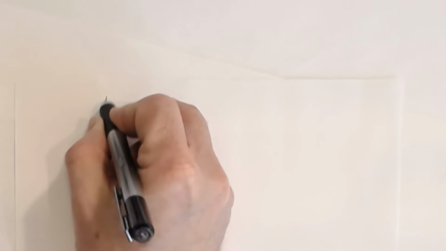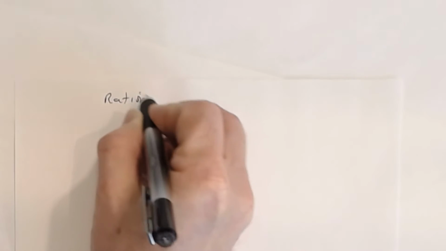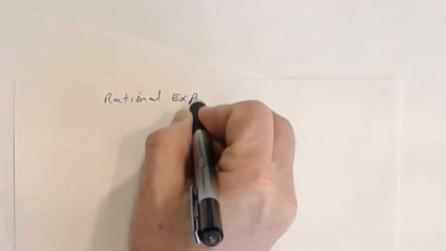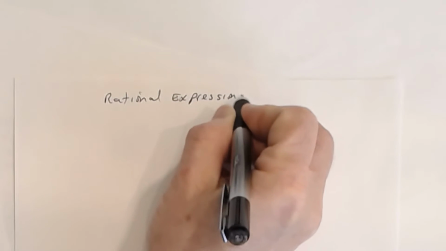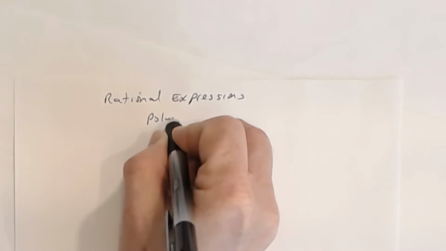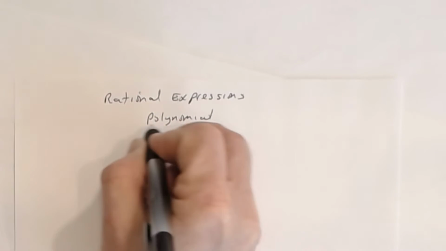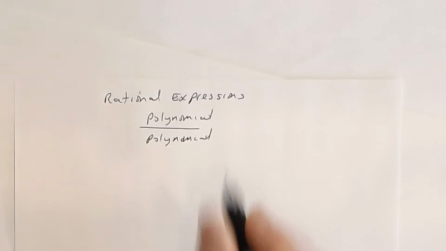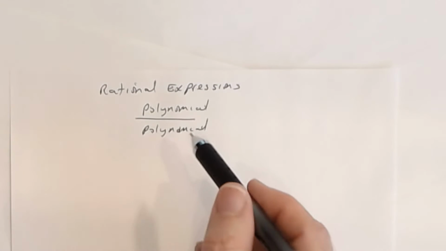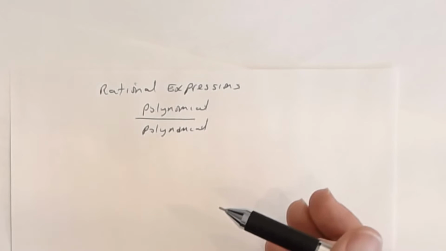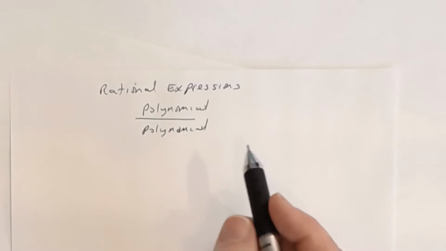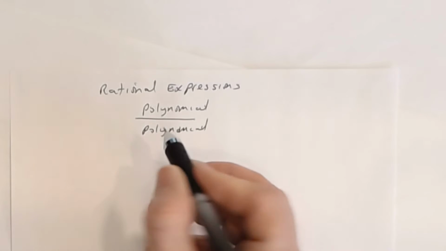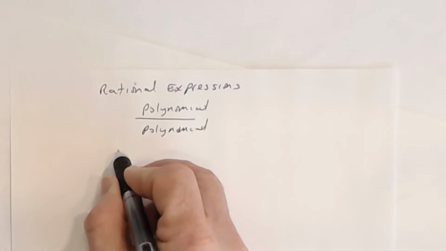So rational expressions have this form. You have a polynomial divided by a polynomial. A polynomial divided by a polynomial. So most of what you're going to do in the next week and a half or so with rational expressions is looking at expressions that look like this, like you had.